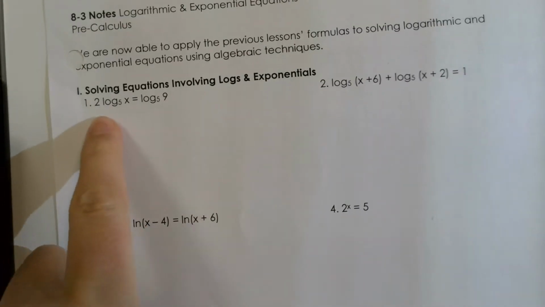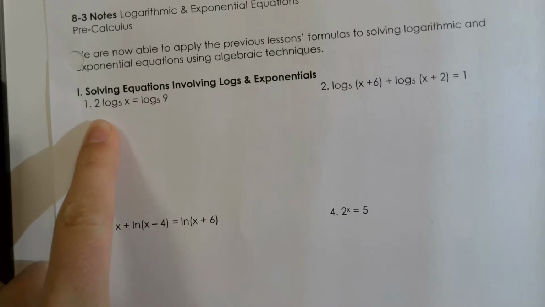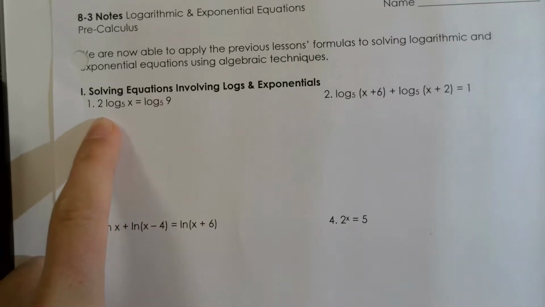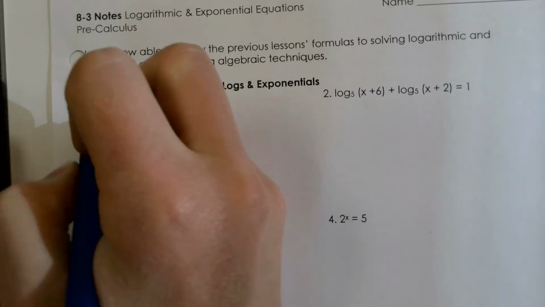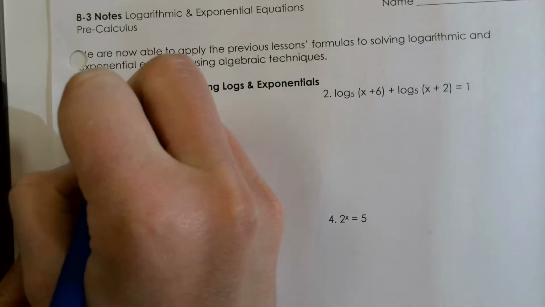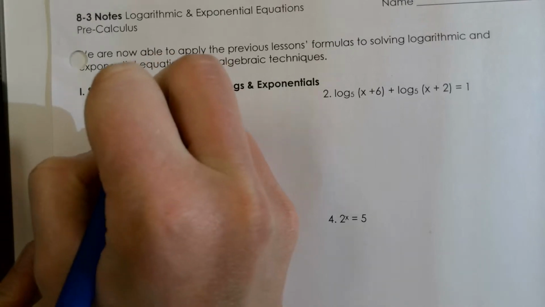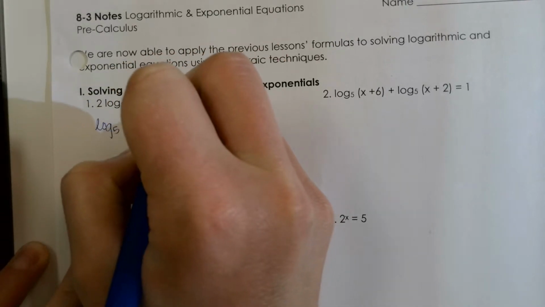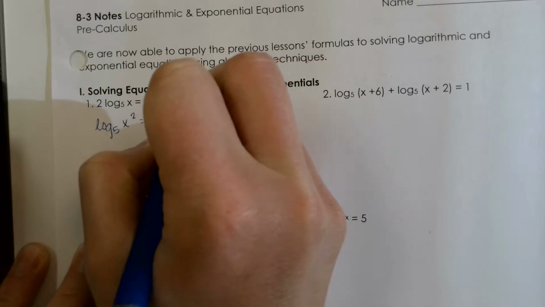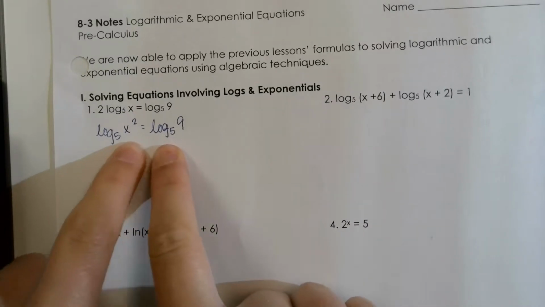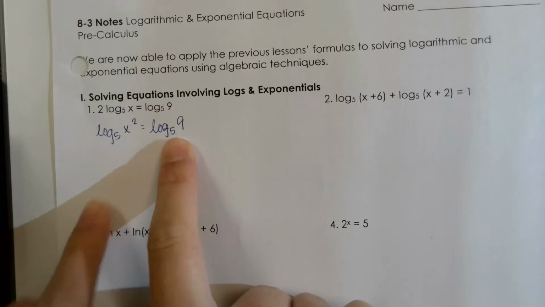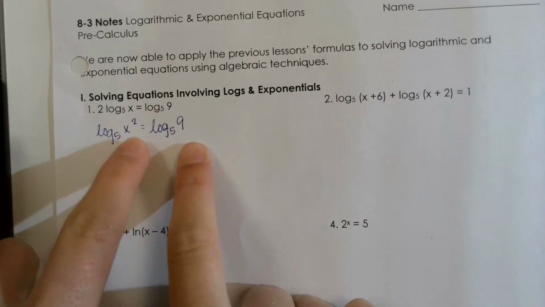We're just going to go at it how you should. So here, if you've got a number out front, how can we rewrite that? What do we just say we do with numbers in front? That's your exponent. So this is like log base 5 of x squared equals log base 5 of 9. Are we all right with that? So essentially, if you've got log base 5 of something equals log base 5 of something, does it not make sense that the inside parts must equal each other?